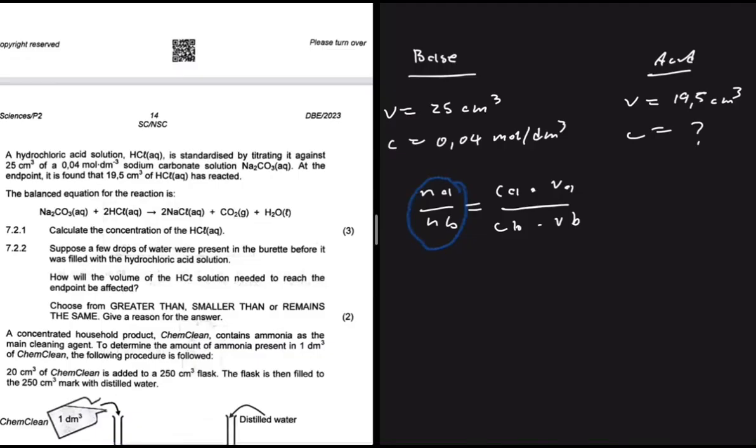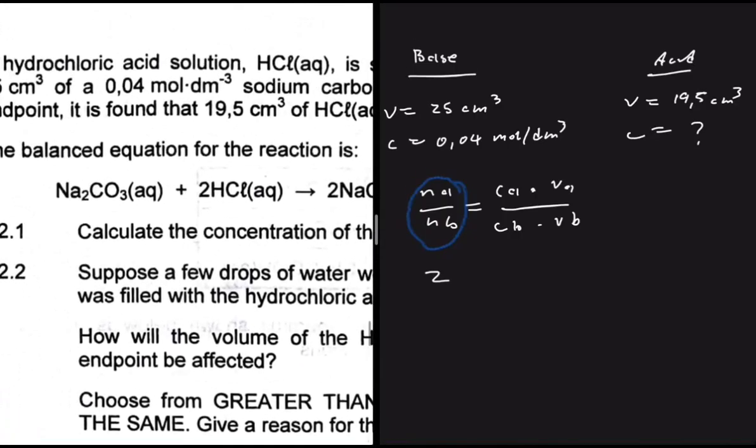So what is the balancing ratio of the acid? We have 2. We can see it right here, and then that of the base we have 1, is equal to concentration of acid, that's what we're interested in. The volume is 19.5, right, divided by concentration of the base 0.04 multiplied by the volume, which is 25. Right, now you might be asking yourself, why are we using centimeter cube and not decimeter cube?